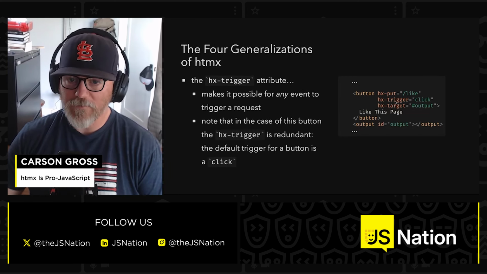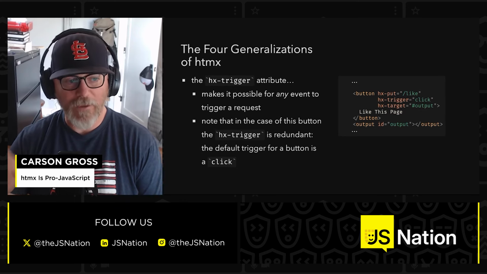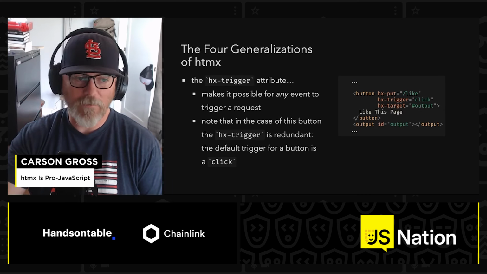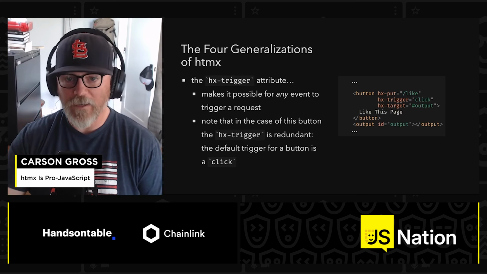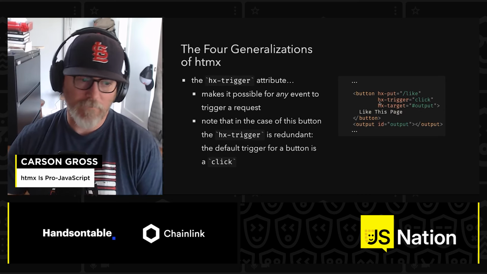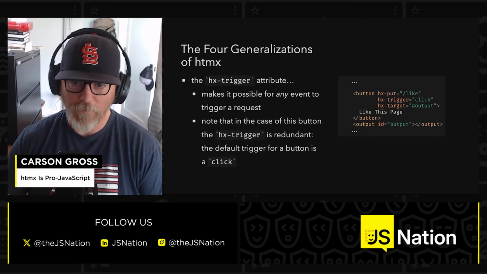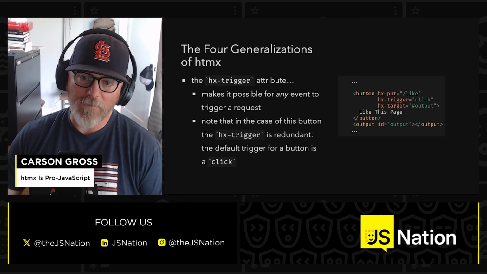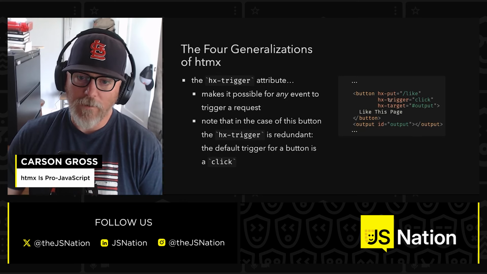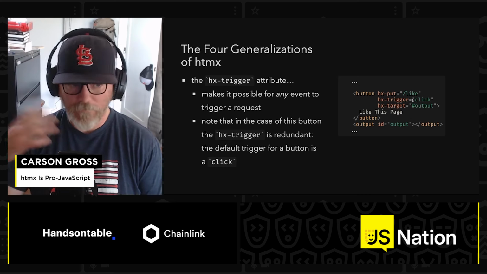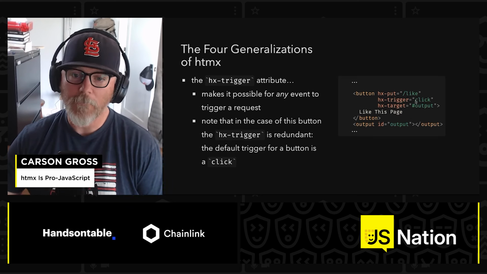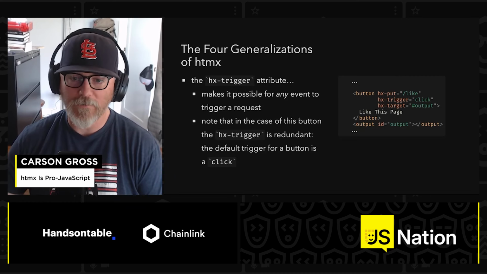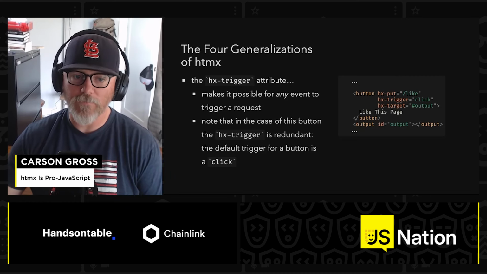The second part is hx-trigger, and this is what generalizes that event. With links, the event is a click. With forms, the event is a submit. With HTMX, you can use any event, so mouse over or whatever. Here we're using click, which is pretty obvious for a button. In this case, you could actually omit this because the default trigger for a button is going to be click, but it's here so you can see this explicitly. So we have this ability to trigger an HTTP request on anything, not just clicks and submits on links and forms, respectively.